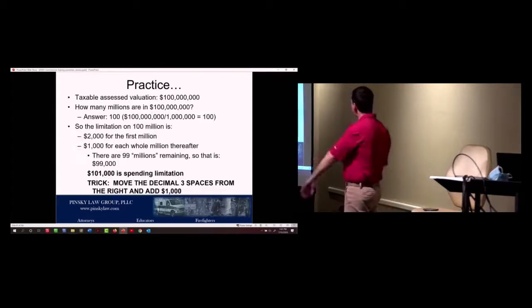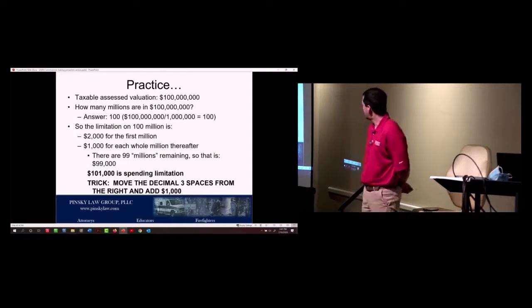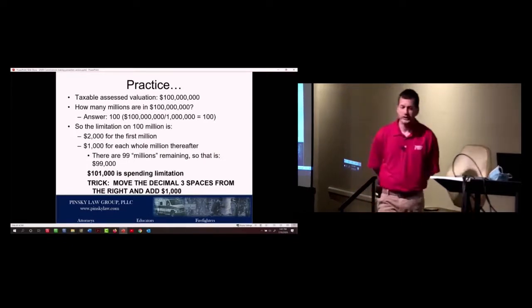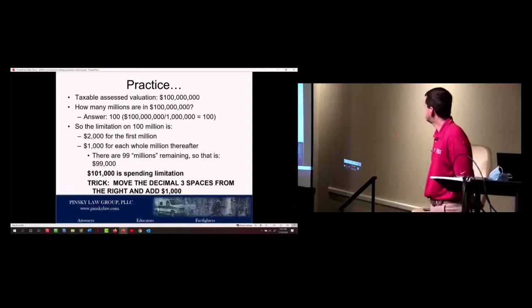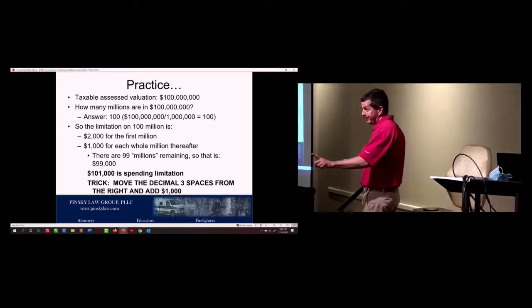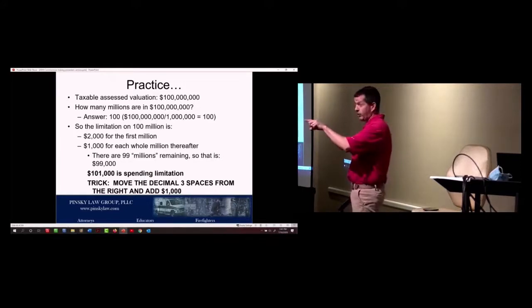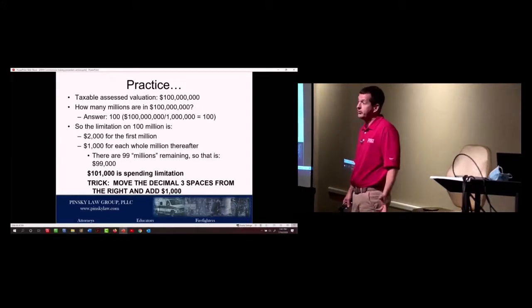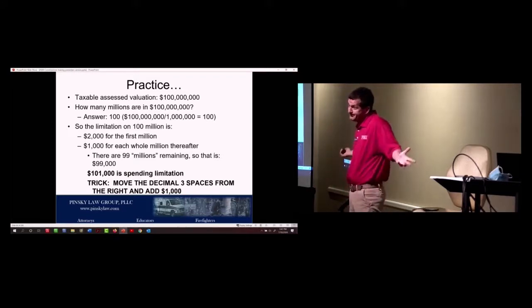Let's do an example. So let me ask some questions. What's the statutory spending limit for 200 million? $201,000. How about 500 million? 15.4 billion. Just kidding. But same rule. Write it out. Write out 15.4 billion, 15 billion 400 million. Move the decimal 3 and add $1,000 bucks. That's how you do it.